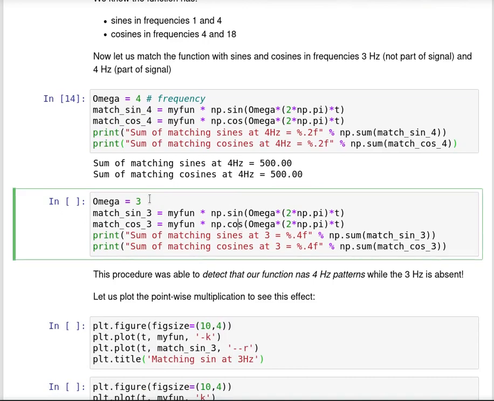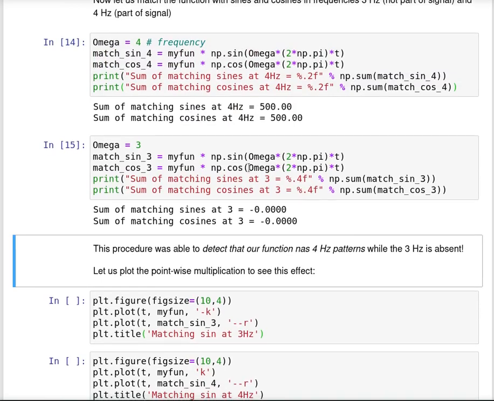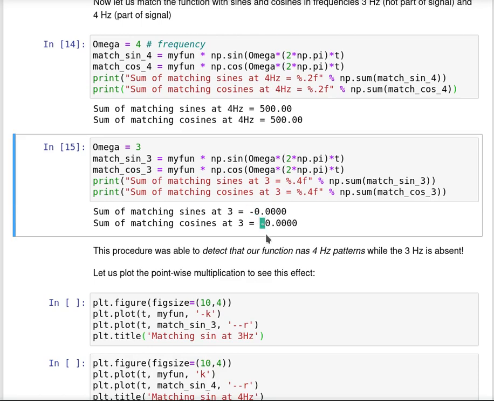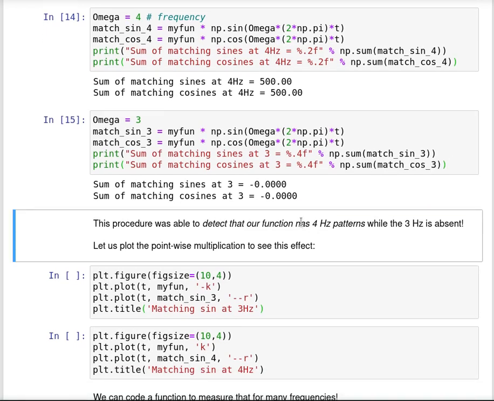In this code here, I use basically the same idea, but changing omega to 3. And then when we sum the function, now we have something near 0. It's negative because it's probably a very low negative value, but it approaches 0 in this case. So this procedure allows us to understand that our function has 4 Hertz patterns, while the 3 Hertz is absent, so we could not find it.